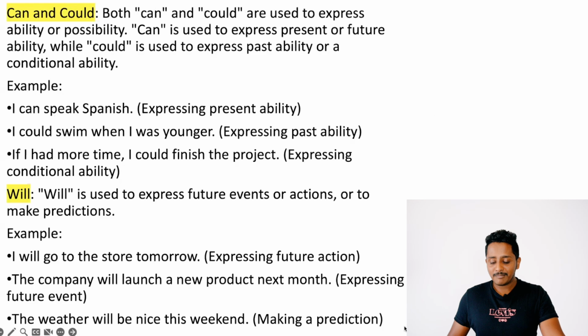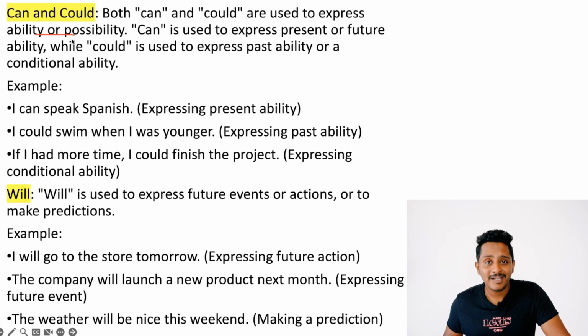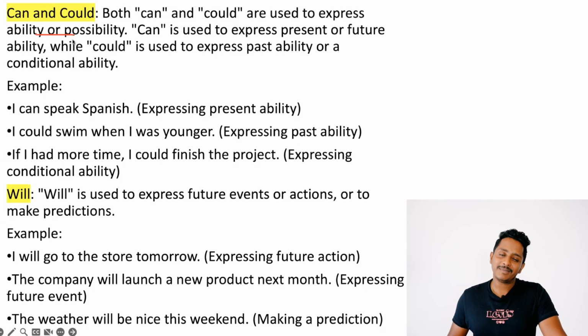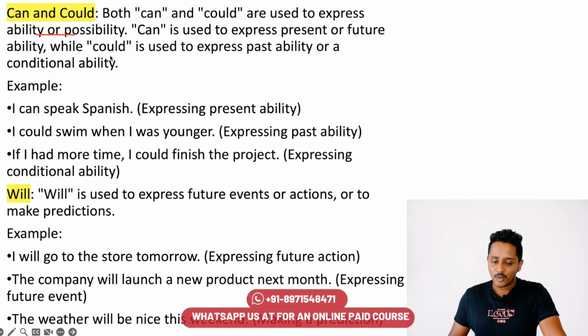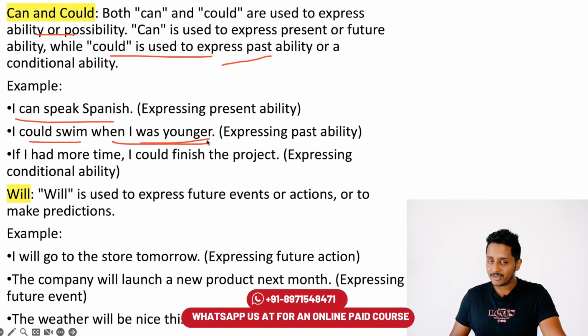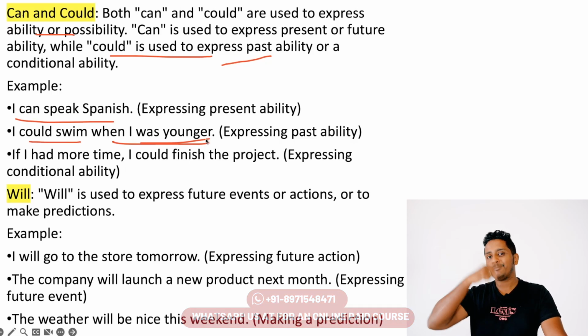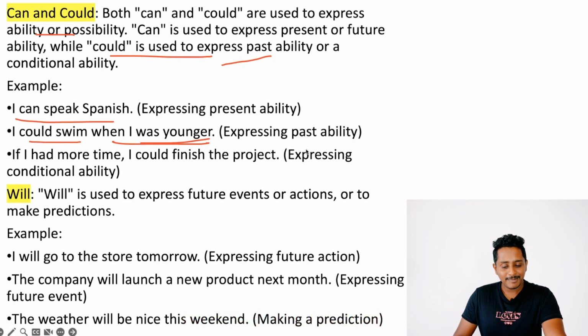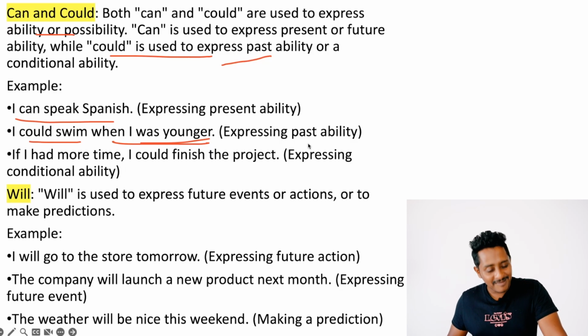Can and could, remember this, can and could is very very important. Can and could are used to express ability. Students can submit their assignments a day before. Could is used to express past ability. See, I can speak Spanish, I could swim when I was younger. Past ability, not the possibility, sorry, ability I wanted to say.